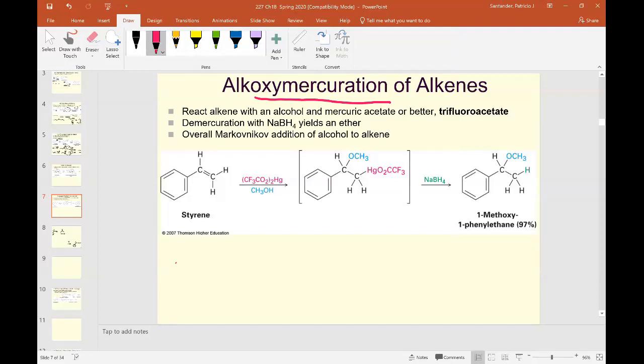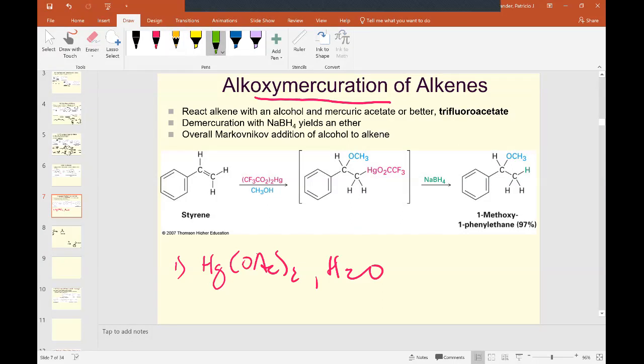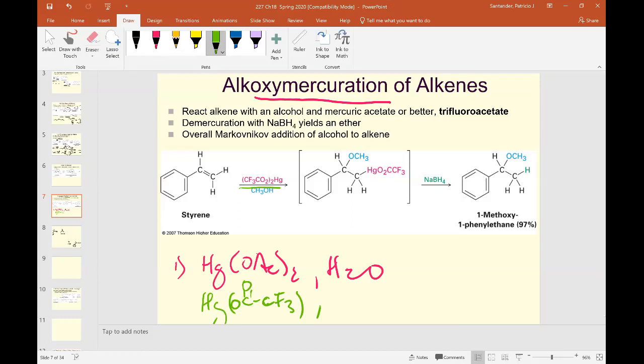Number one, instead of being mercuric acetate and water, what you use, right? Instead of mercuric acetate, here we utilize the trifluoro version of that. So it's also a mercury salt, but it is the trifluoro version, OCOCF3 instead of CH3.